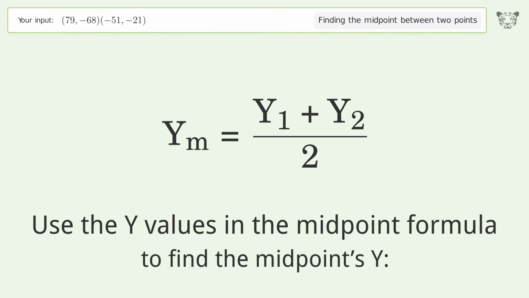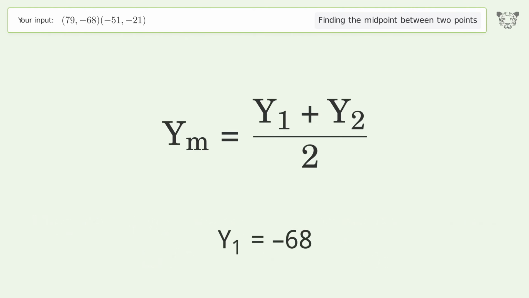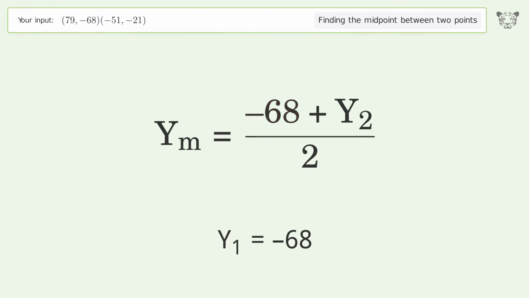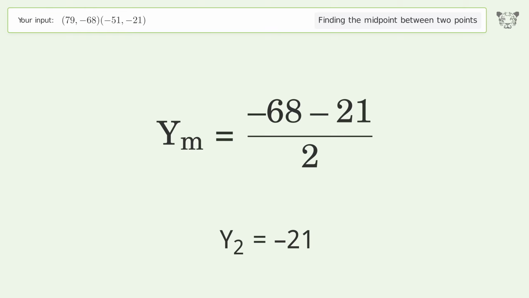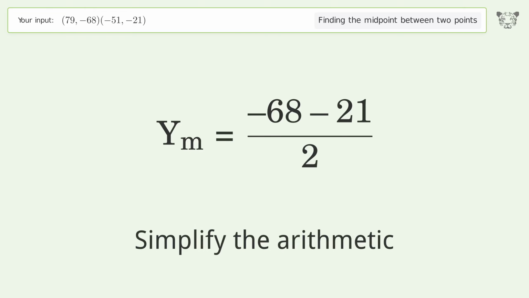Use the y values in the midpoint formula to find the midpoint's y. y1 equals negative 68. y2 equals negative 21. Simplify the arithmetic.